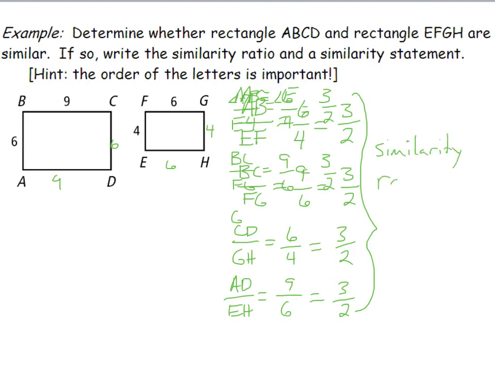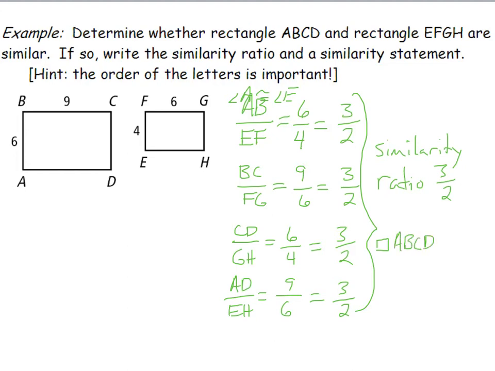and our similarity statement is that rectangle, since it's 3 halves, it's very important that you understand what rectangle you put down first. You are not going to put down rectangle EFGH first, because with these ratios, you're always starting off with rectangle ABCD. So rectangle ABCD is similar, that's supposed to be that squiggly symbol, I know, it's kind of hard here, to rectangle EFGH. So you need 2 pieces of information, the similarity ratio, which was 3 halves in this case, and our similarity statement.